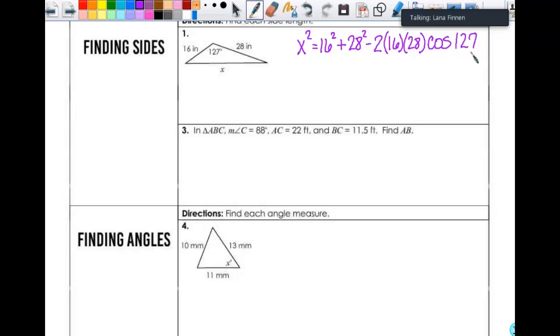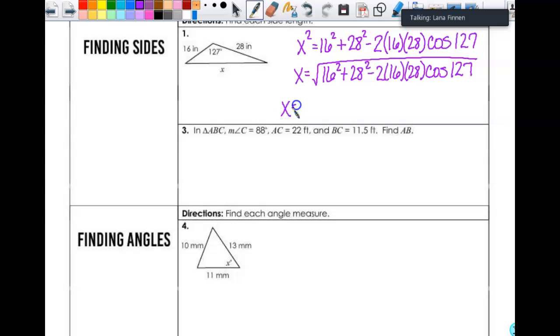Now, remember, we don't want to have to do much computation until hopefully the very last step. Sometimes you want to multiply some numbers or square them, but I don't really need to. I don't really care about x squared. I want x. So I'm just going to take the square root of both sides. It should be plus or minus, but do I care about the minus in this case? No, because it's a side length, it doesn't make any sense. So it's a big old square root of 16 squared plus 28 squared minus 2 times 16 times 28 times the cosine of 127. Then I can type it in all at once in the calculator and get my answer.